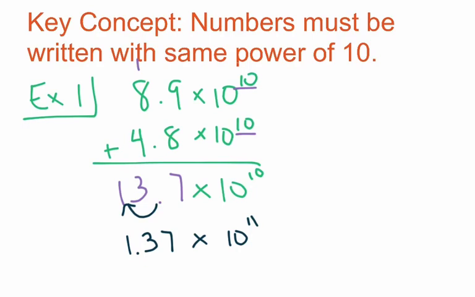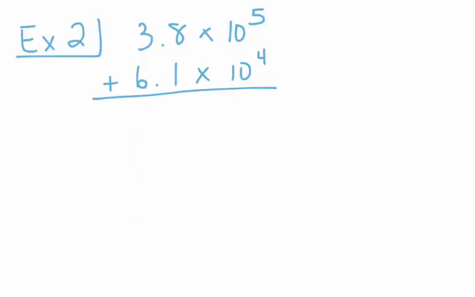Alright, so that's our first example. Let's take a look at another example of adding numbers written in scientific notation. For my second example, we have 3.8 times 10 to the 5th plus 6.1 times 10 to the 4th. Here is a problem where we need to pay close attention to our key concept. The difficulty with this problem is that our exponents are not equal. My exponent in the top number is 5. My exponent in the bottom number is 4. I need to make sure that those numbers are equal before I can proceed.